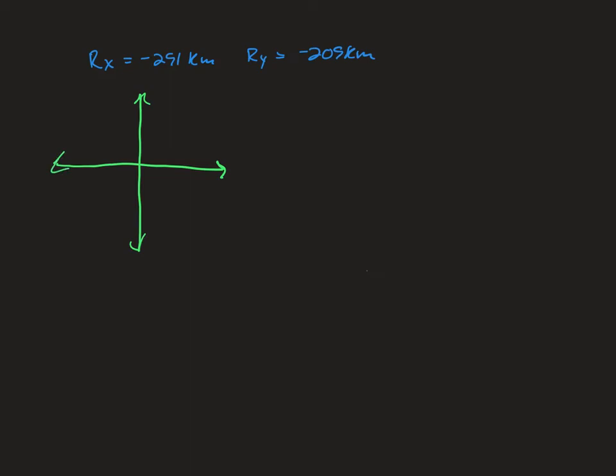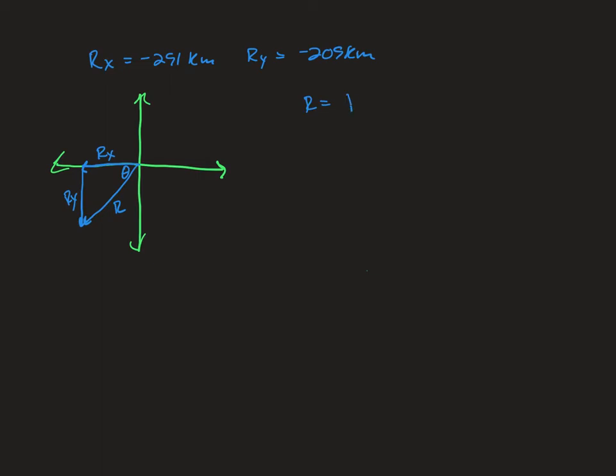And I'm going to start with the x. So r of x is negative, so I'm going to draw along the negative x-axis, so this would be r of x. And I'm going to draw r of y off of the tip of r of x. So it's negative, so I'm going to draw downward. And I'm going to connect to get r and the angle in here.